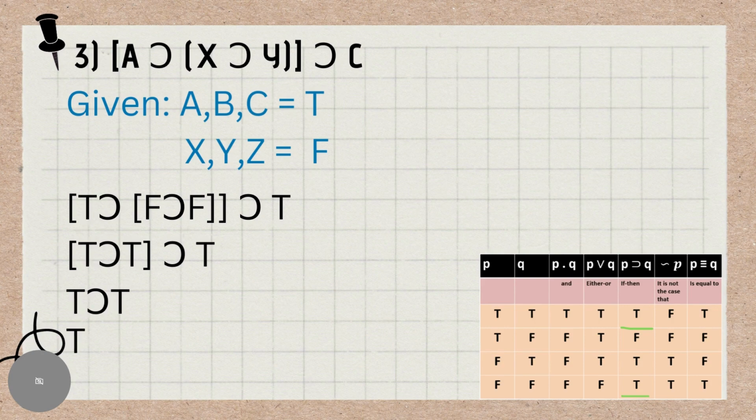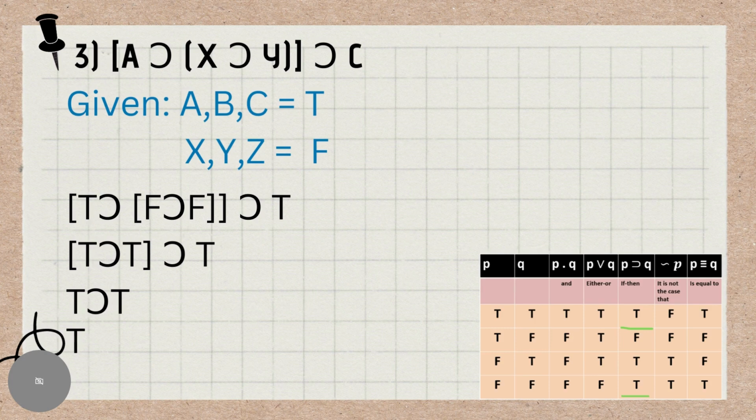So we have F inference F. We know that in inference, other than the TF values, every value will be true. So F inference F will be true. So T inference T will be T only. And outside we have inference T, which we carry on. So again T inference T is T. So the truth value of this argument is T. I mean, true.